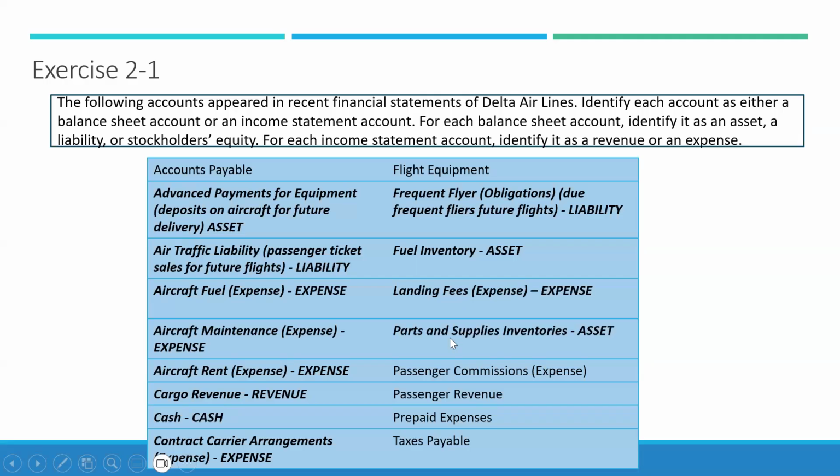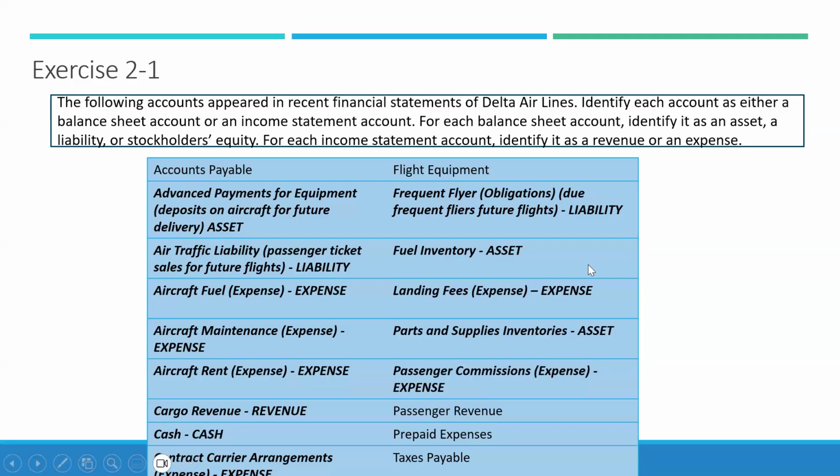Parts and supplies inventory. It's an asset because they're resources that can be used. Okay. What about passenger commissions? Passenger revenue? Okay.